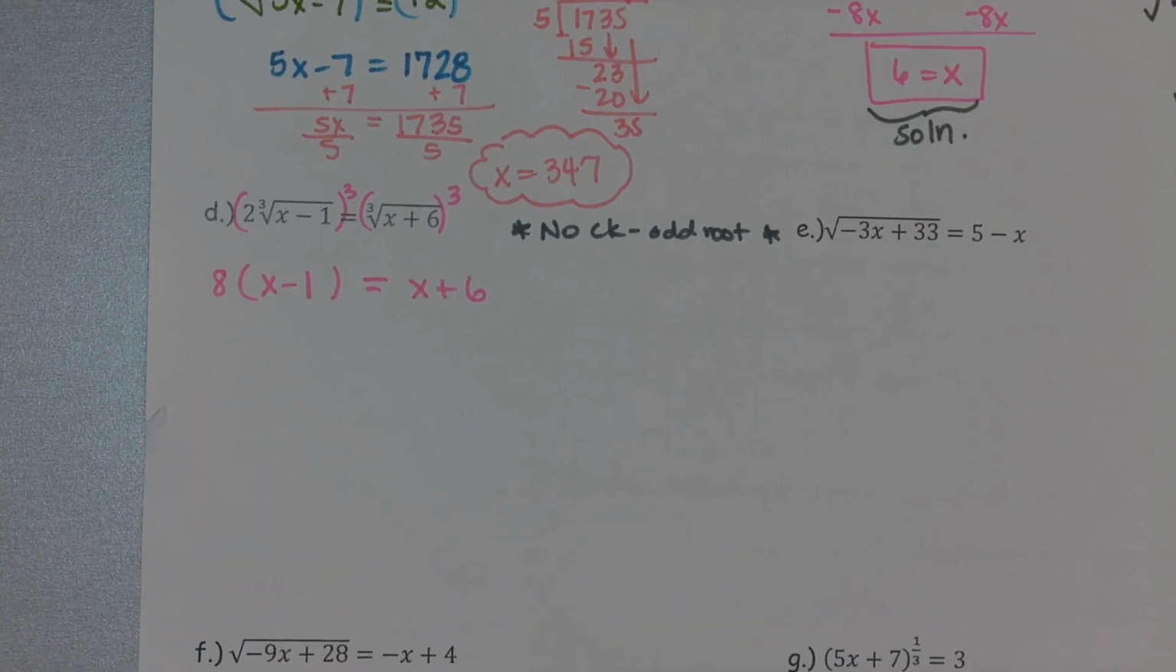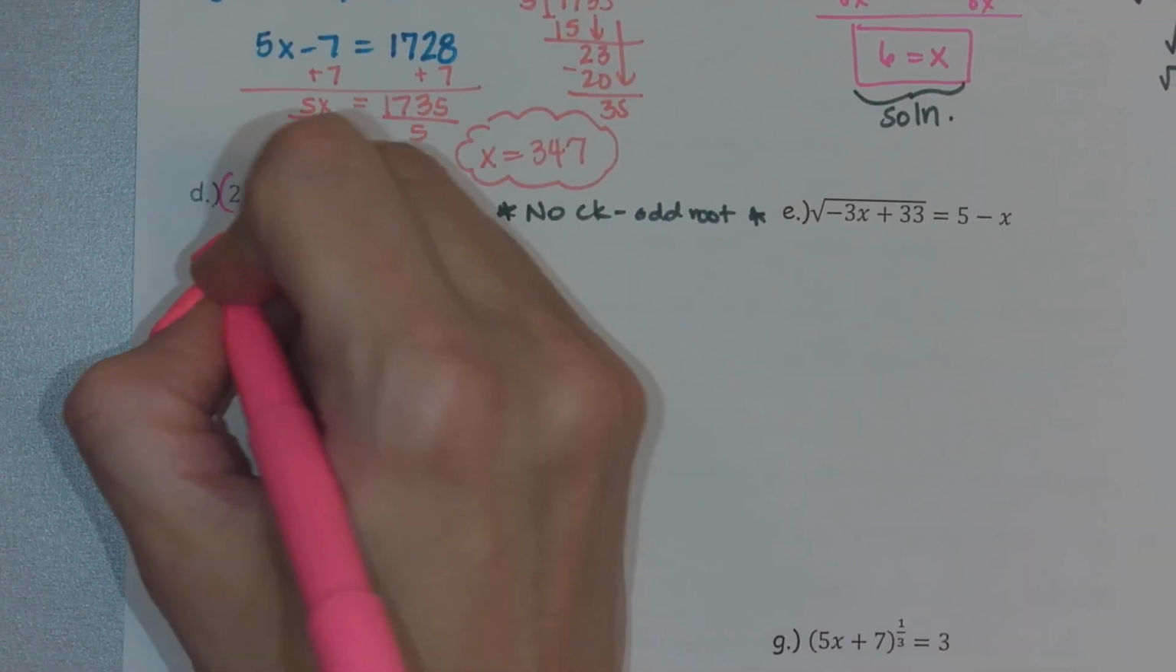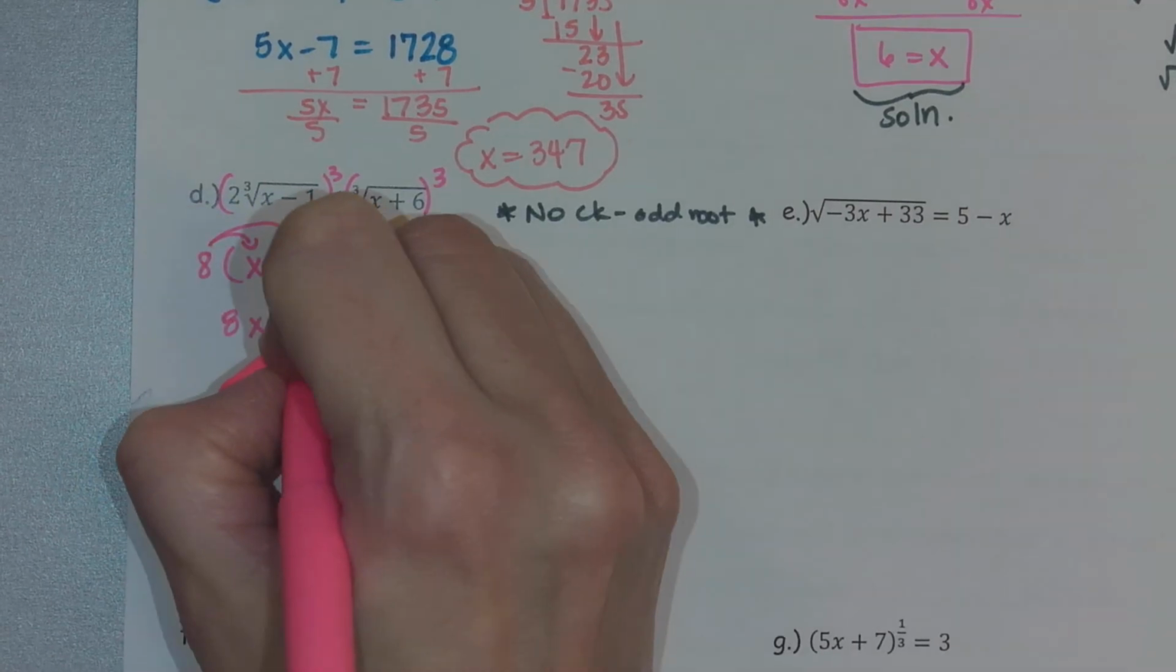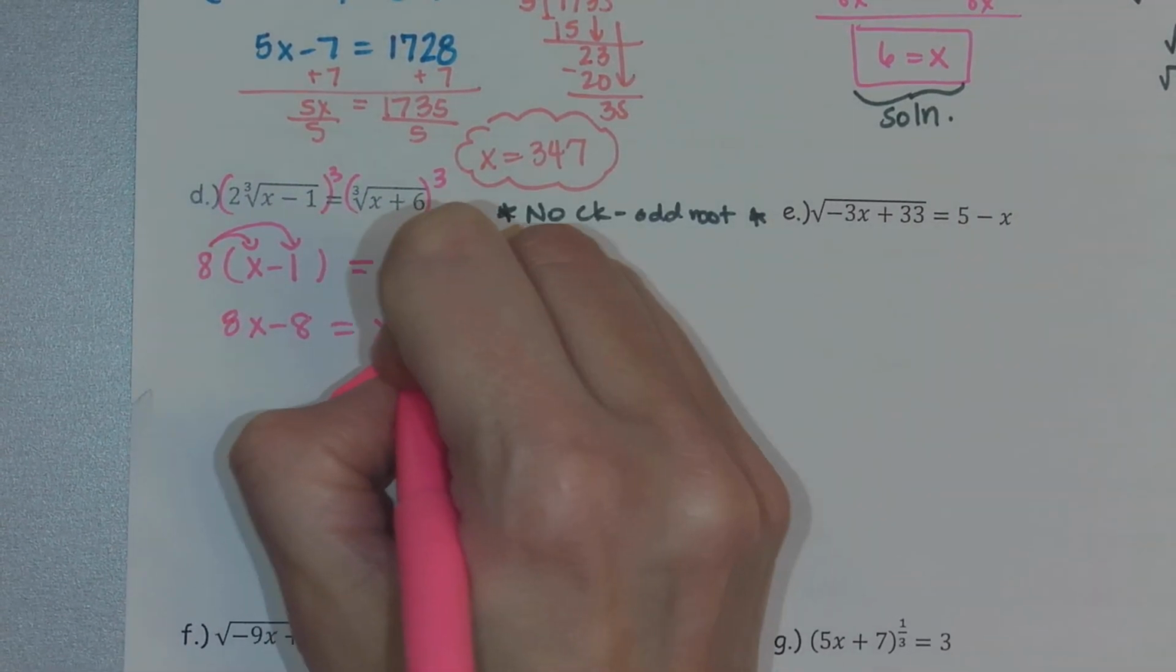Okay, and then you do have to distribute. So this is the stuff I thought you might need some assistance on. So 8x minus 8 is going to equal x plus 6.